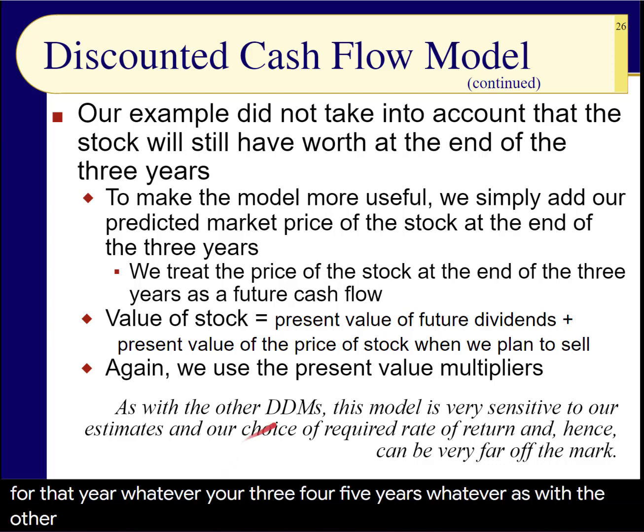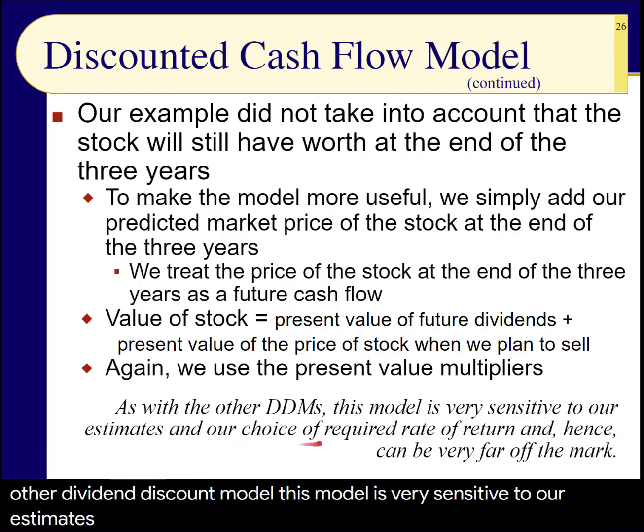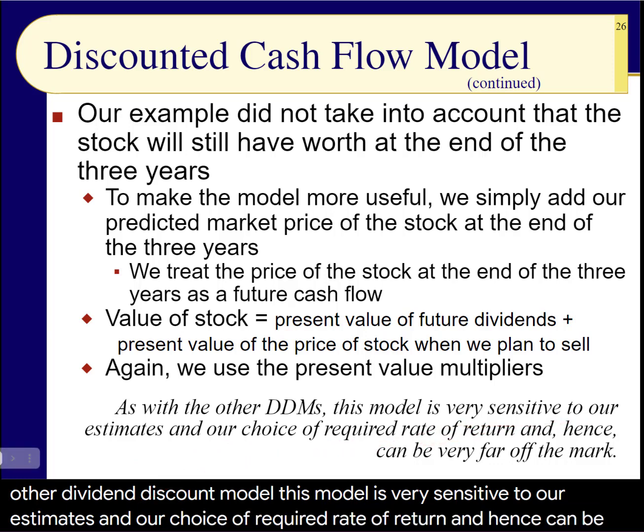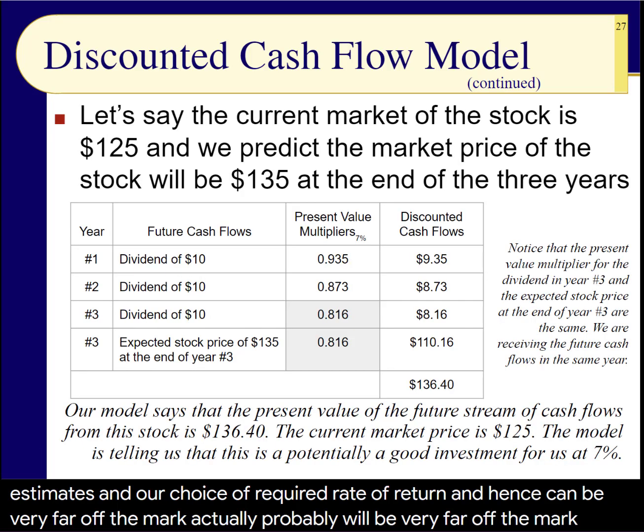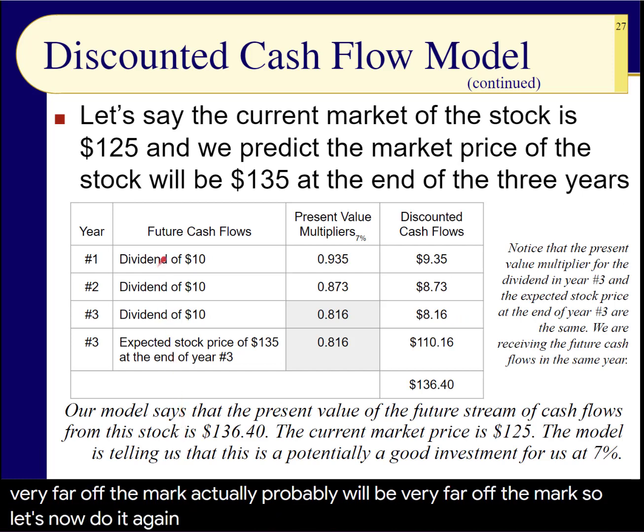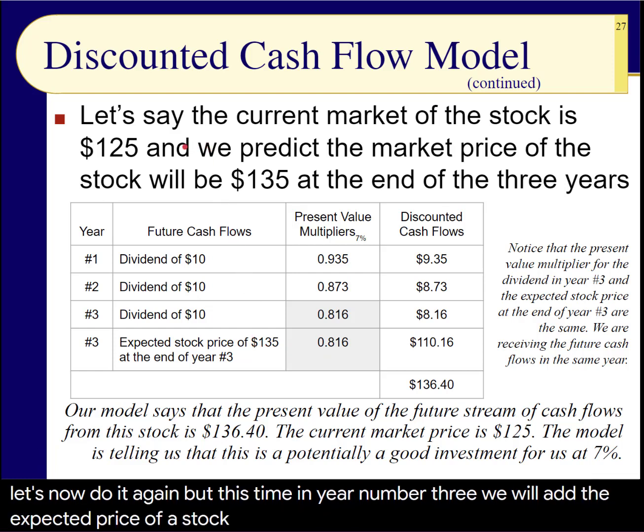As with the other dividend discount models, this model is very sensitive to our estimates and our choice of required rate of return, and hence can be very far off the mark. Actually, probably will be very far off the mark. So let's now do it again, but this time in year number 3, we will add the expected price of the stock. So let's do an example.